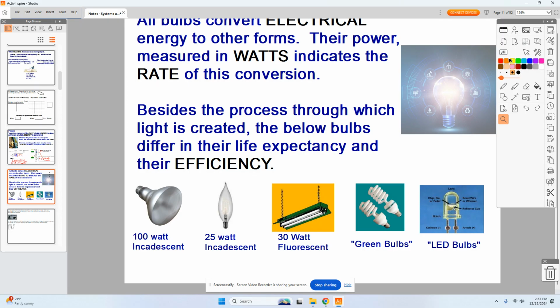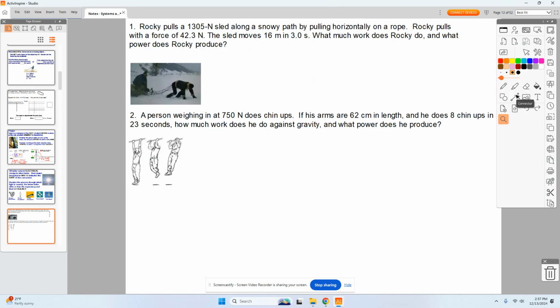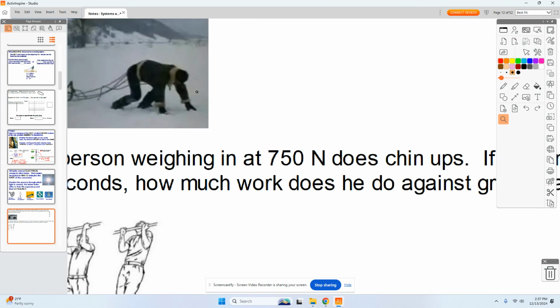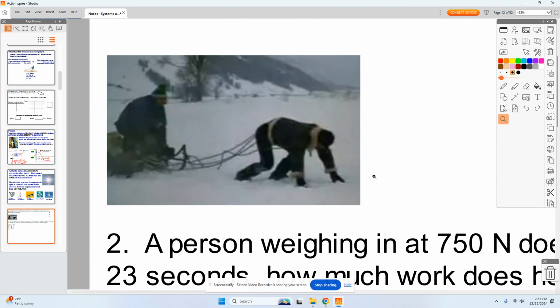All right, guys, we gotta finish this up really quickly here. I want to do a few problems with you, and I don't have a lot of time, but if you can do work calculations, you can do power. The first picture up there is from a Rocky film. Which Rocky film is that from? 4. That's where Rocky was fighting Ivan Drago in the former Soviet Union. So that's Rocky pulling his brother-in-law, Paulie.